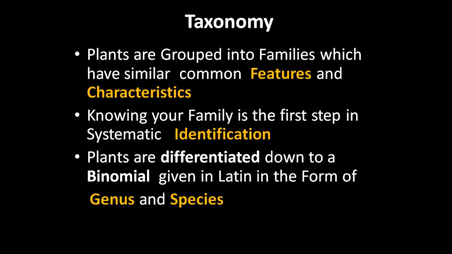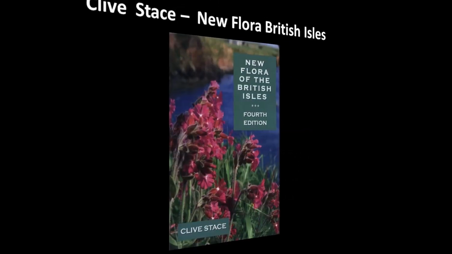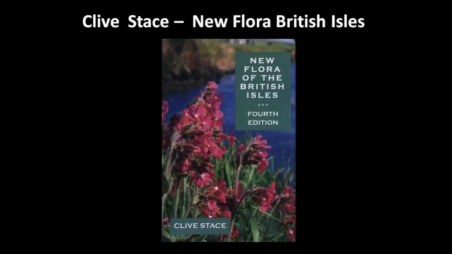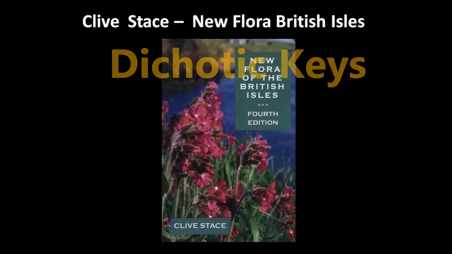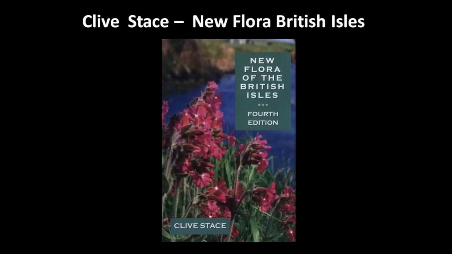So it follows that knowing your plant families is the first step in systematic identification, where plants can be differentiated down to a binomial, given in the Latin form of genus and species, i.e. two parts. There are, of course, times when the features and characteristics of plants are so similar we need to drill down using dichotomous keys, which we find in expert volumes such as Clive Stace, The Flora of the British Isles. And we'll be dealing with dichotomous keys in more advanced episodes.